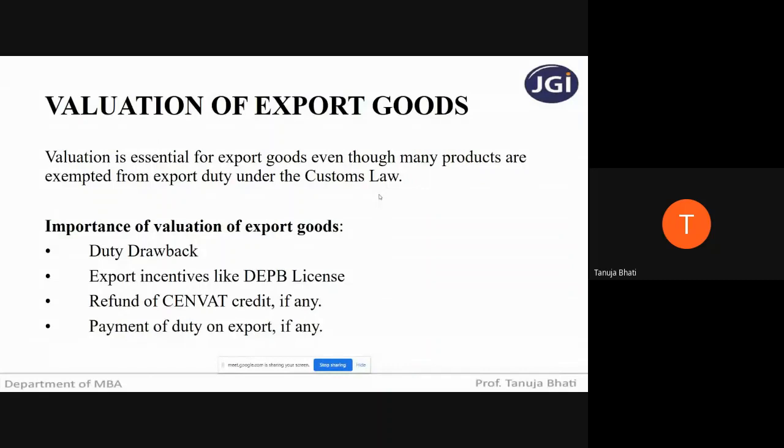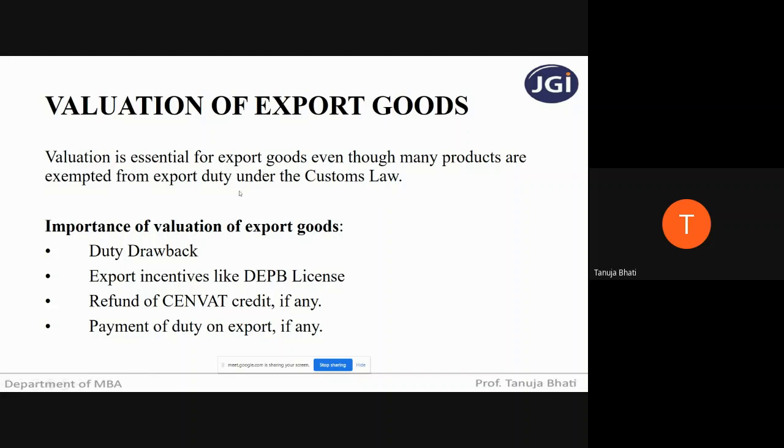So, in order to promote the exports, government has exempted many products so that even if they are exported, no customs duty will be levied. And only on few products which the government thinks shouldn't be exported, or should be exported in limited quantities, customs duty is levied only on those products.